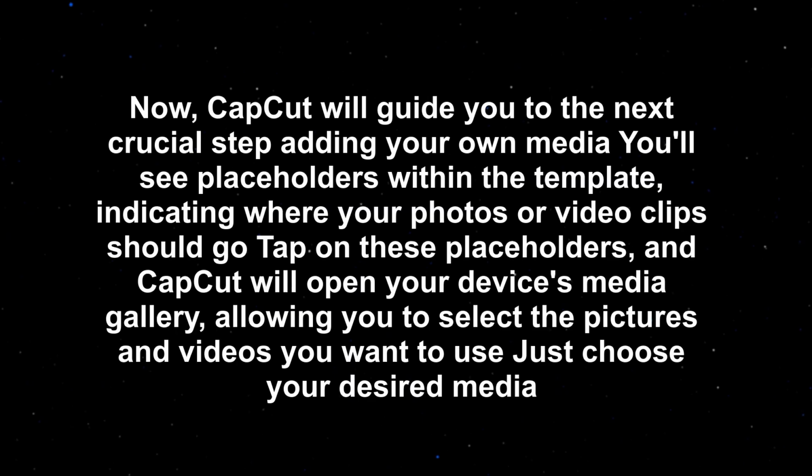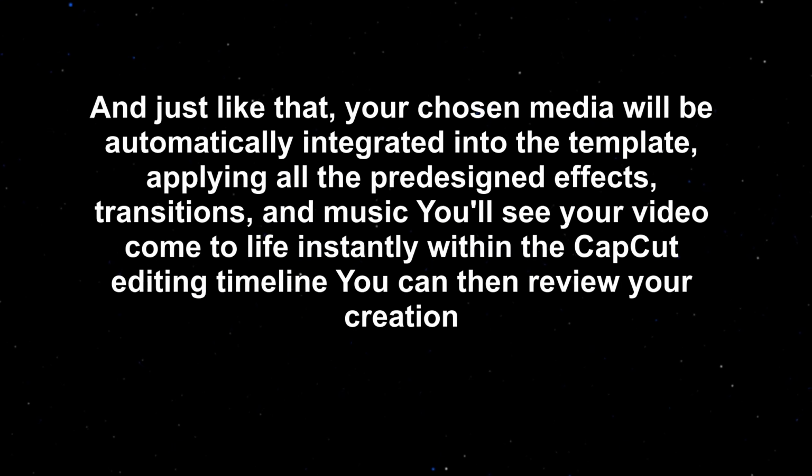Now, CapCut will guide you to the next crucial step, adding your own media. You'll see placeholders within the template, indicating where your photos or video clips should go. Tap on these placeholders, and CapCut will open your device's media gallery, allowing you to select the pictures and videos you want to use. Just choose your desired media. And just like that, your chosen media will be automatically integrated into the template, applying all the predestined effects, transitions, and music. You'll see your video come to life instantly within the CapCut editing timeline.